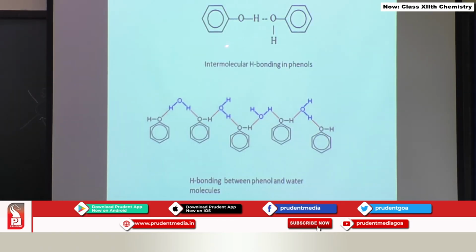See here I have shown you the intermolecular hydrogen bonding. This is intermolecular hydrogen bonding between the 2 phenol molecules responsible for their higher boiling point. And in this case we have phenol and water molecule, and this is the hydrogen bonding between the two, and this is responsible for solubility of phenols in water.